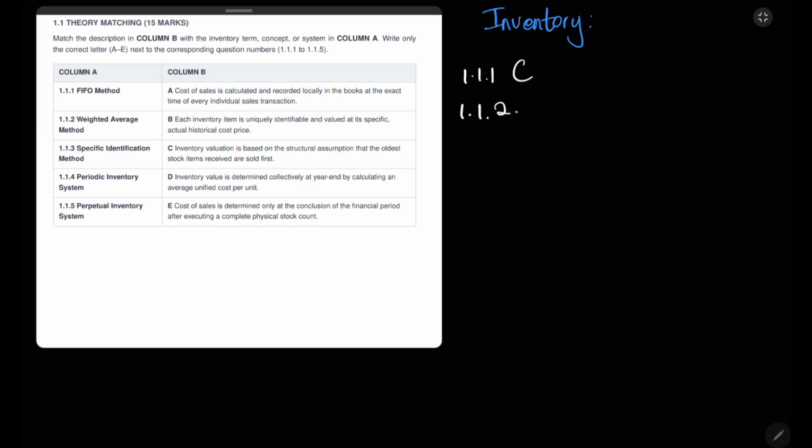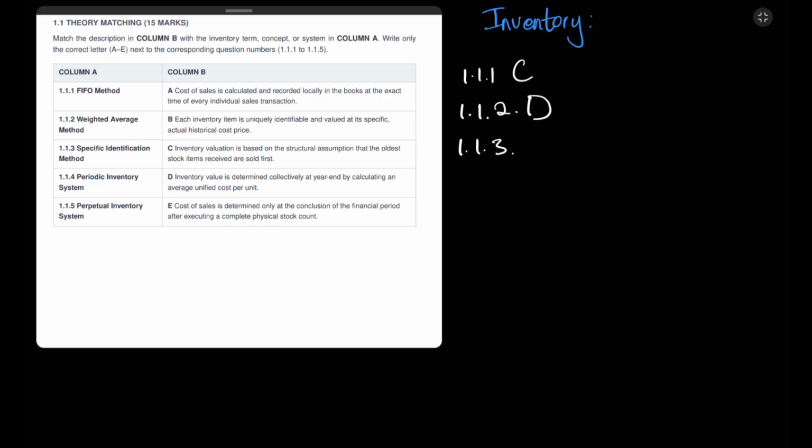We have the weighted average method. Remember, with this one, we just calculate all our items and we try to find the average. Okay, so let's read the definitions and see whether we can match. A talks about cost of sales. B talks about each inventory item is uniquely identifiable and valued at its. No, let's try C. We've already done C. Let's move to D. Inventory value is determined collectively at year end by calculating an average unified cost per unit. This is definitely the weighted average method. So it has the term average, and you know that with the weighted average method, you have to find the average cost price per unit.